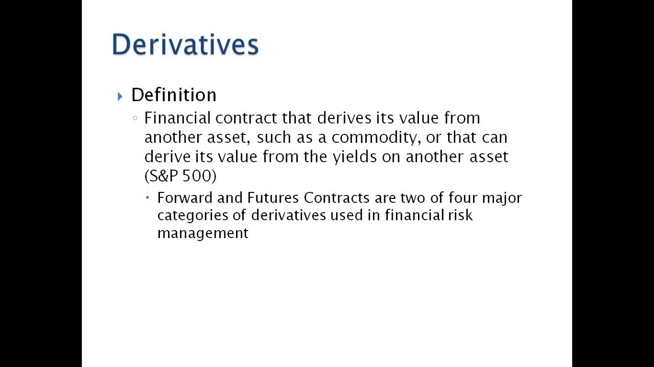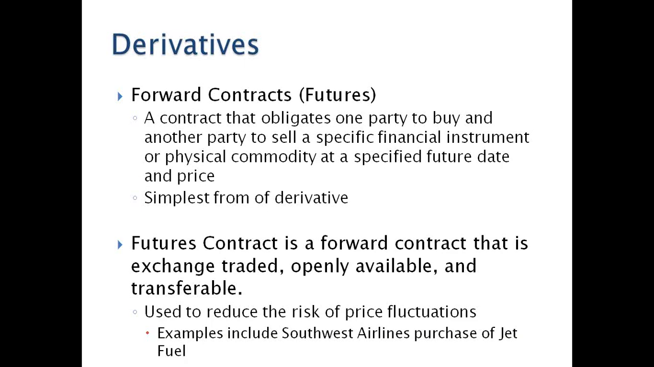And by doing this, it becomes a financial instrument. And we'll see how this really moves forward in a few more moments here. But it talks about there's forward and futures contracts. There are two of the major four categories of derivatives. And the forward and futures are basically kind of the same idea, as you'll see. So a forward contract is a contract that obligates one party to buy and another party to sell a specific financial instrument or physical commodity at a specified future date and price. And this would be the simplest form, as it indicates, of a derivative.